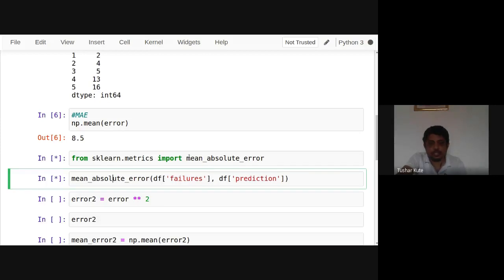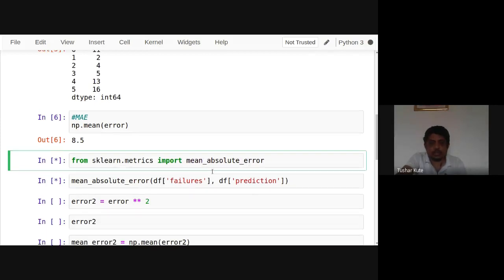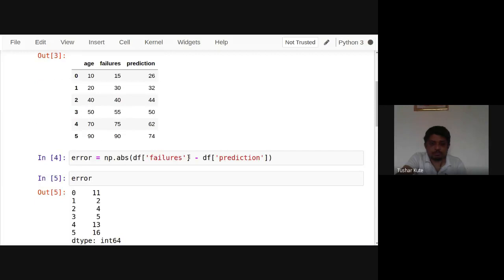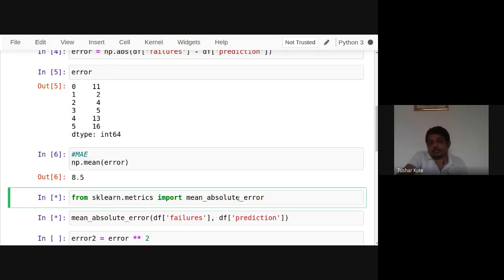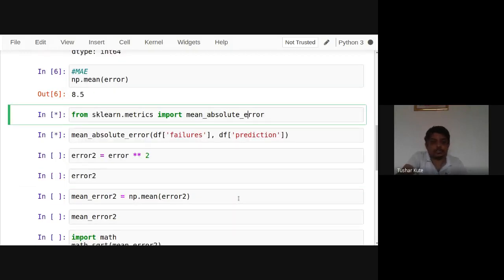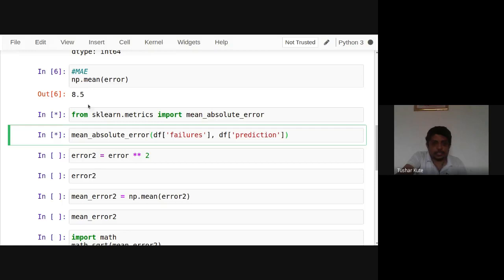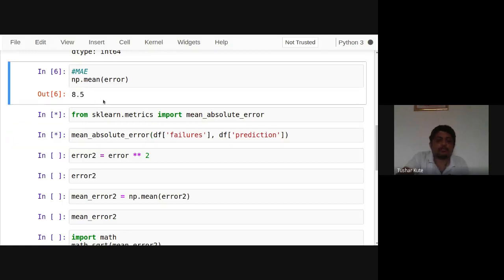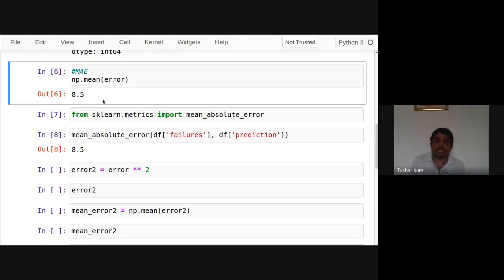Check this, the inbuilt function is there. To this function you have to pass the actual values that we have seen here, failure and prediction. You can pass either one before or after, it doesn't matter because the final values are always absolute. So negative values will be discarded and the original value is what we will get here. So it is 8.5. This is how it is identified. So mean means that on average, I have a difference of 8.5 between the actual value and the predicted value. This is what we got.